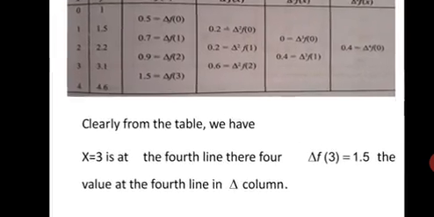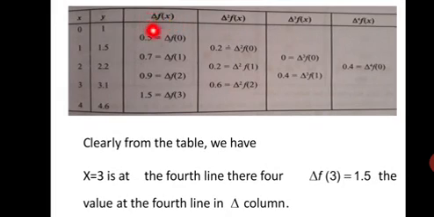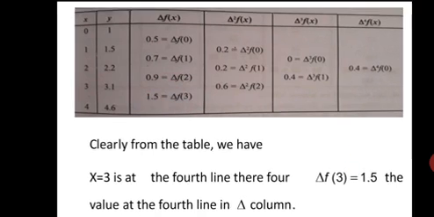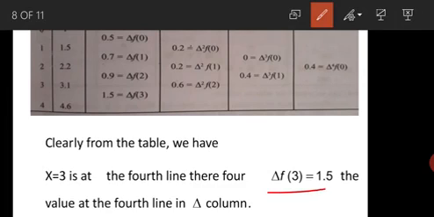Now our target is to find the value of delta of f of 3. Where is delta? Here is my delta. In that, which part do I have to find? f of 3. f of 0, f of 1, f of 2 and f of 3. This is f of 3. Its value is 1.5. We have written it here. You can see this 1.5 value, right?